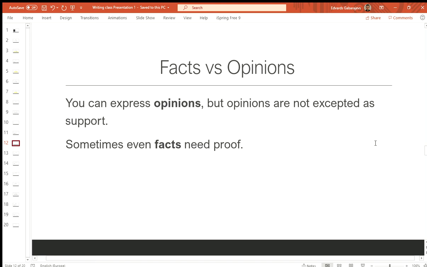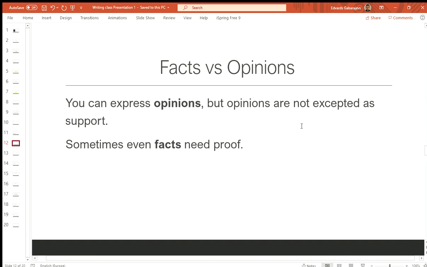And here we have the same idea expressed. So you can express opinions, but opinions are not accepted as support. So it's not strong at all. So, oh, I think this is correct, or I think this movie is awesome because Bruce Willis is in this movie. So does it make something awesome if Bruce Willis is there? No, it's your personal opinion. You like this actor, maybe. That's why it's awesome for you, not for everybody else.